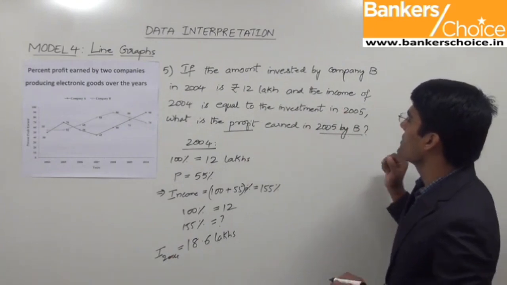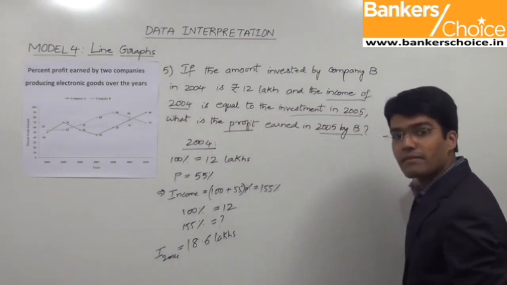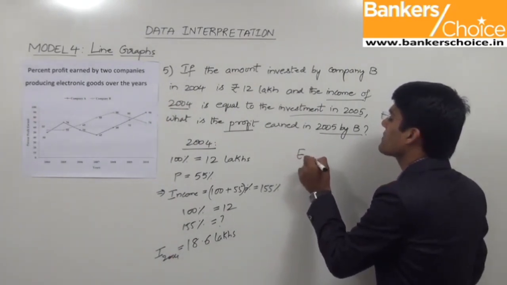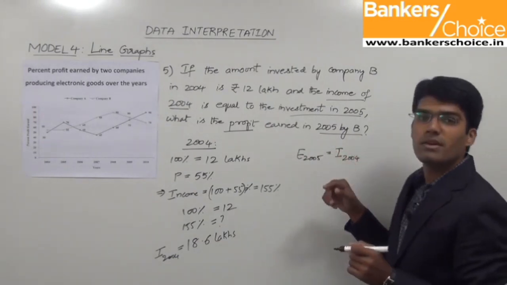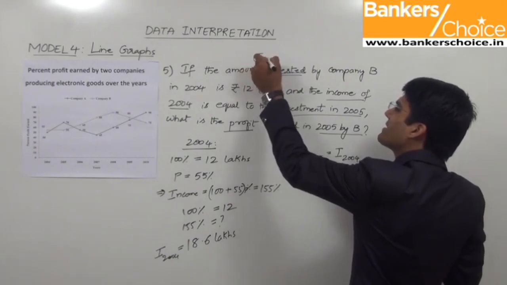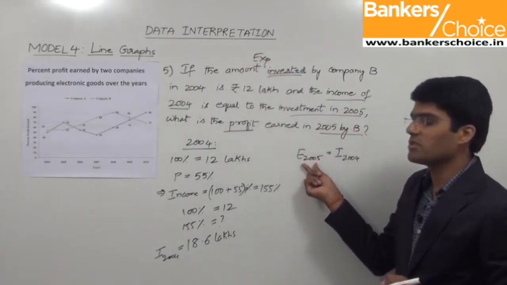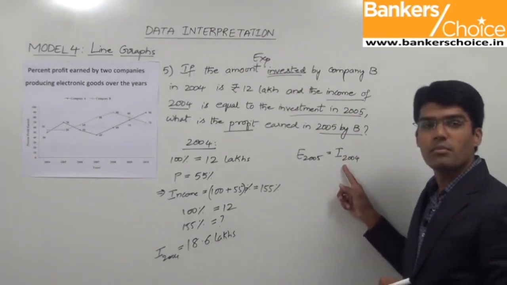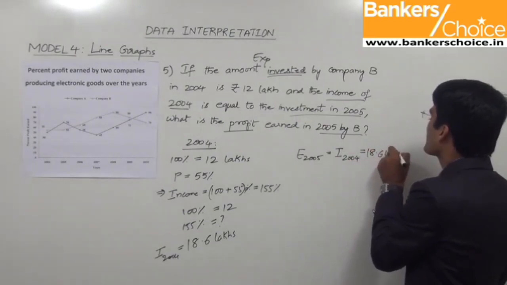Now as per the given question we know that income of 2004 is equal to investment in 2005. Investment is nothing but expenditure, let's say. So we can say that expenditure in 2005 is equal to income of 2004. Remember friends, in all these questions we have been treating investment or the amount invested as expenditure. So that is the reason investment in 2005 here is taken as expenditure in 2005. That is equal to income of 2004. We know that income of 2004 is 18.6 lakhs. So we can say expenditure of 2005 is 18.6 lakhs.